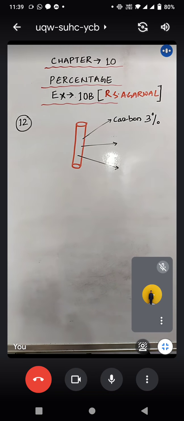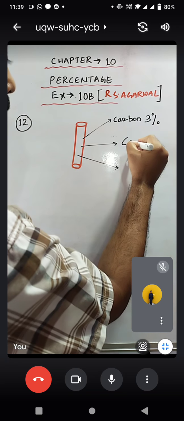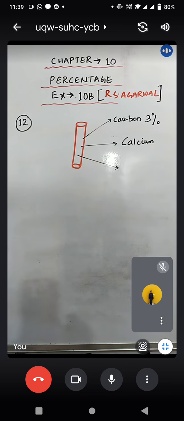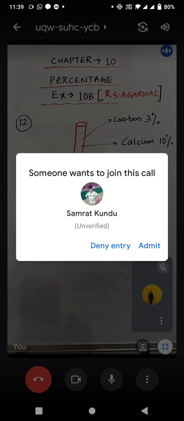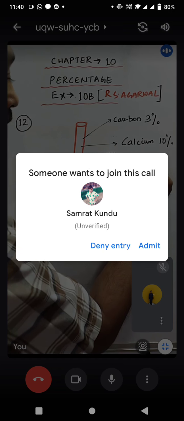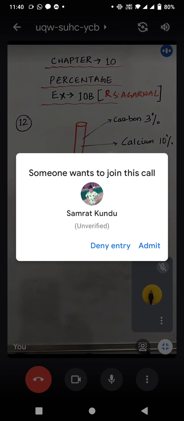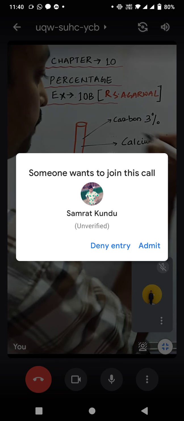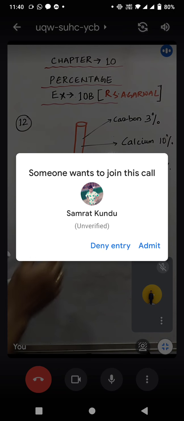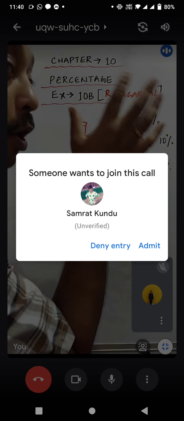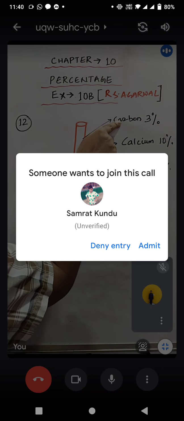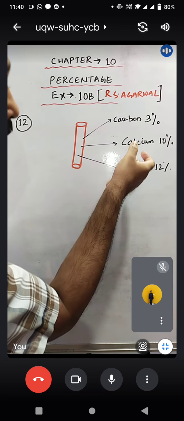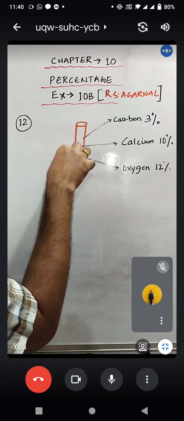The next element is calcium, and it is having only 10%. Now the third element is oxygen, and oxygen is having 12%. Fine. So this is what the composition is all about, but there might be some other elements also which they have not given any information about. They have given only the percentages present in this chalk for carbon, calcium and oxygen.